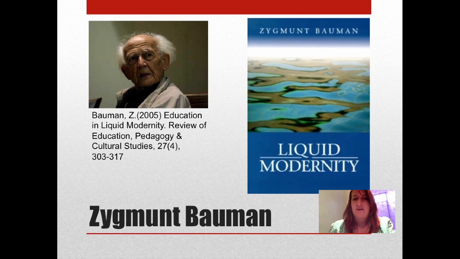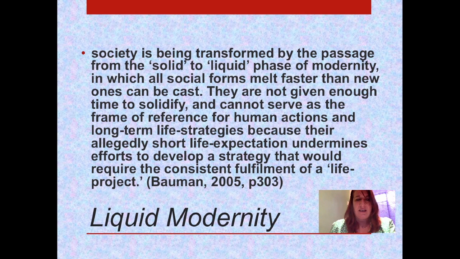Zygmunt Bauman takes this one step further to argue that we no longer live in a postmodern world, but we live in a liquid world. And in his book Liquid Modernity and his discussion of liquid life, it's very interesting to analyse the extent to where identity fits. He argues that society is being transformed by the passage from a solid to a liquid phase of modernity, in which all social forms melt faster than new ones can be cast. They are not given enough time to solidify and cannot serve as the frame of reference for human actions.